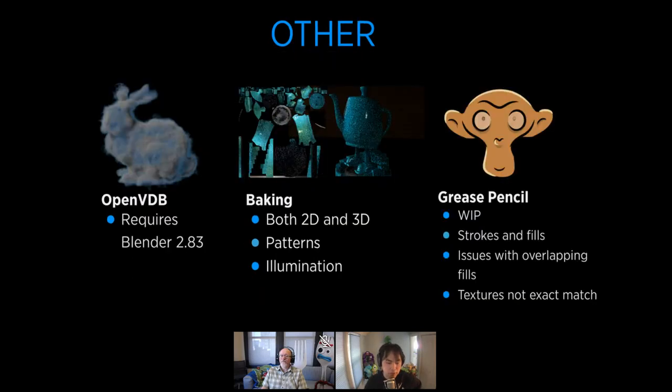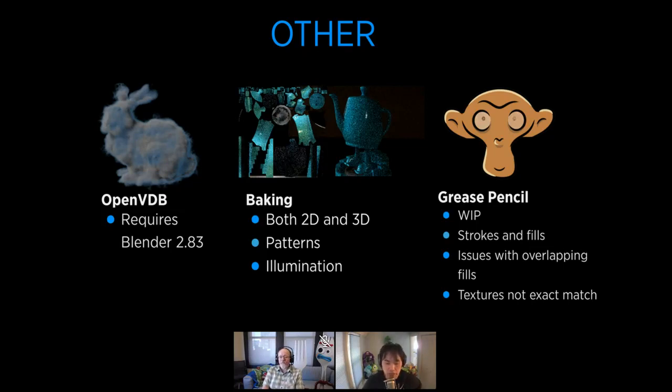Other things that are new is we now support the new OpenVDB node that was added in Blender 2.83. We also have new workflows for baking, so you can now bake both 2D and 3D textures. The left there is a 2D texture, and the right is the same model, but it's a 3D point cloud. Something that we added in RenderMan 23.3 is the ability to bake illumination as well.